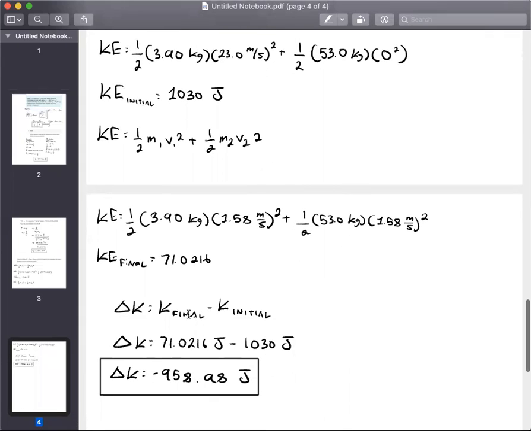Finally, we can use the equation where the change in kinetic energy is equal to final minus initial. I did that calculation and got a change in kinetic energy of negative 958.98 joules.